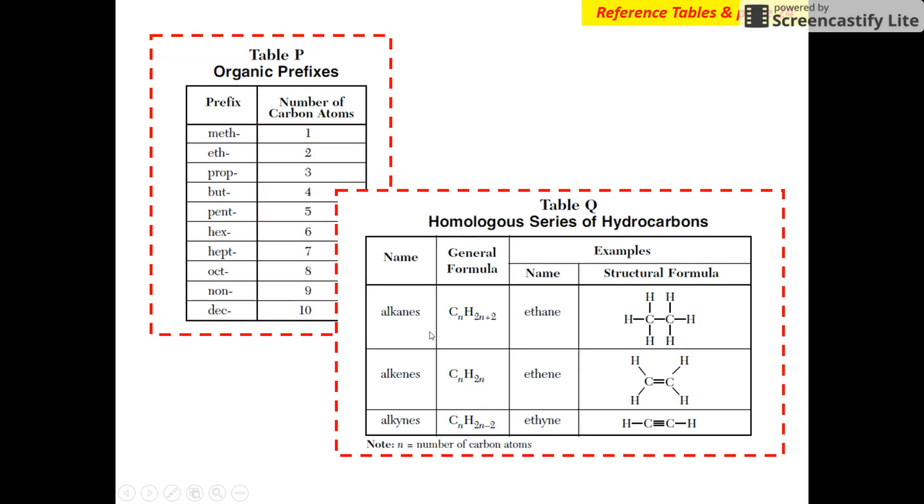So here's what you really need right now. Hit pause and get your reference tables and turn to page 24. You need table P and table Q in your reference tables, and you need page 24 in your unit pack.